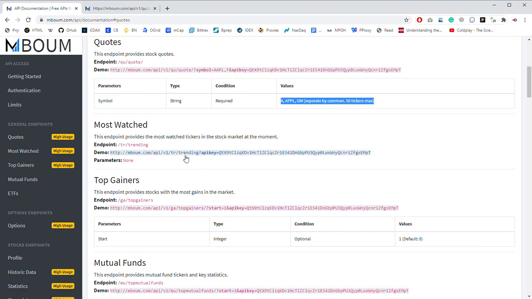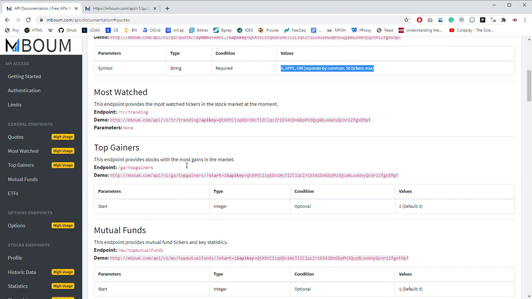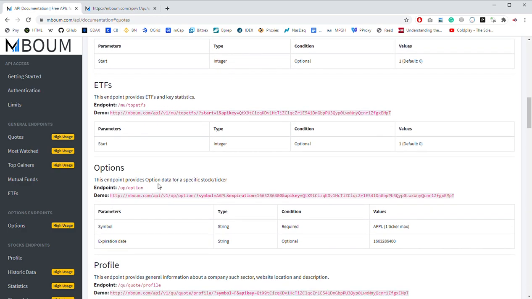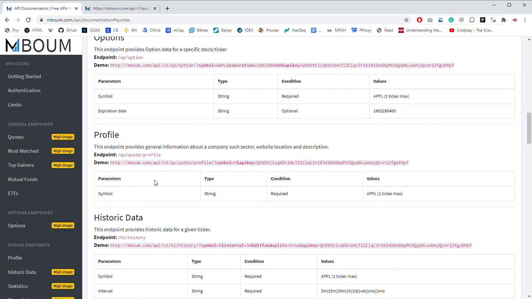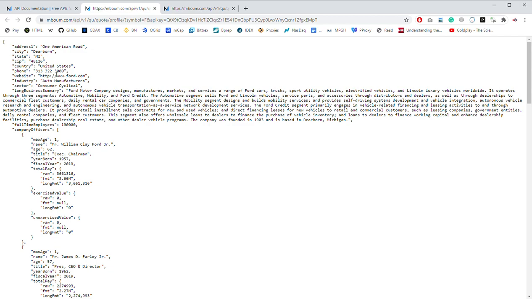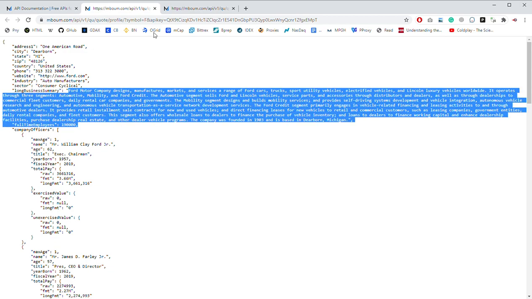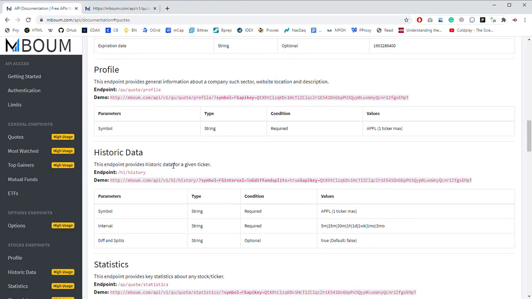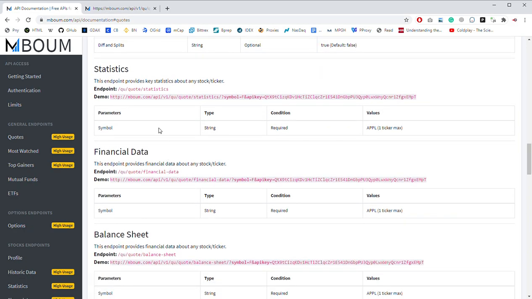And here is the most watched symbols, the top gainers, mutual funds, ETFs, options data is provided for free as well. Profile just shows you the name of the company, address, phone number, and a brief summary of what that company is all about. Historic data and financial statements.